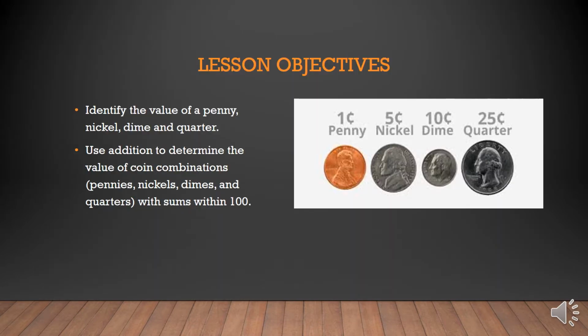For this lesson, your objectives are going to be to identify the value of a penny, nickel, dime, and quarter. You're going to use addition to determine the value of coin combinations, pennies, nickels, dimes, and quarters with sums within 100. Notice on the page you have a picture of a penny, a nickel, a dime, and a quarter that you can reference for their value.